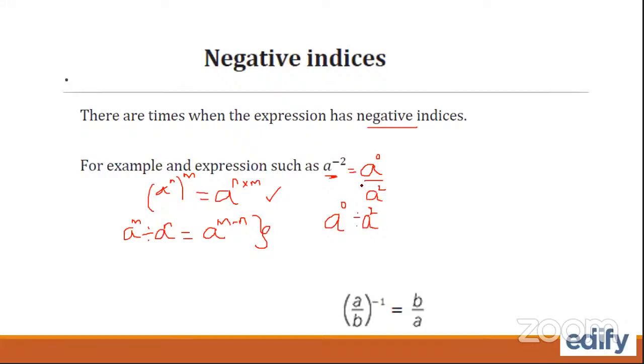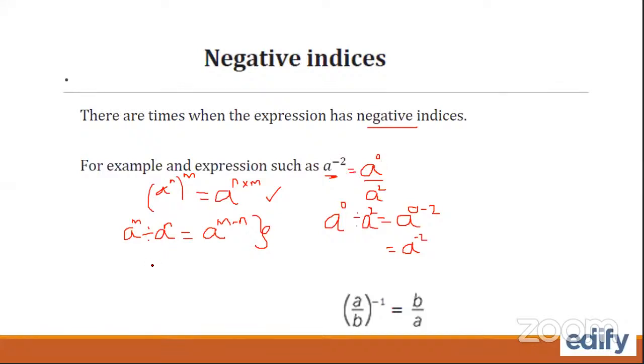For example, if you have a to the power negative 2, it's like you are saying a to the power 0 divided by a to the power 2. Remember, when we are dividing numbers with the same base, we subtract. So this is why we are having 0 minus 2, which is equivalent to a to the power negative 2. We are working it backwards.